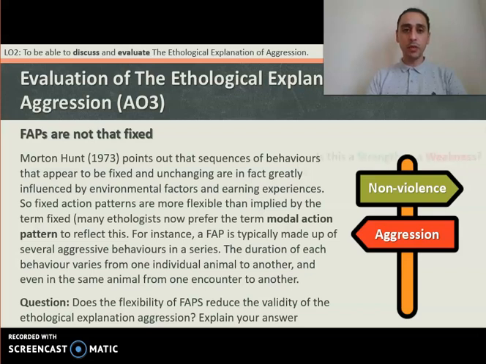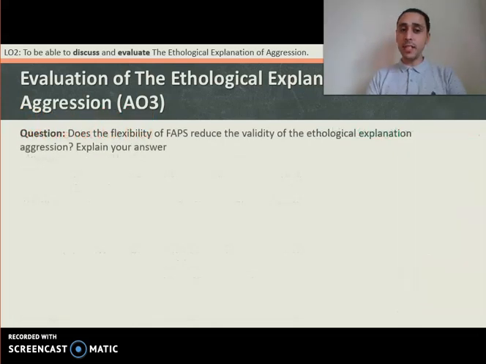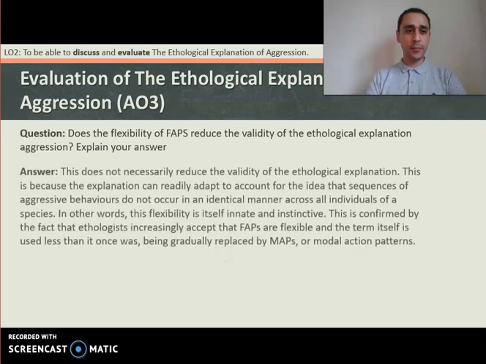So, is this point a strength or a weakness? This is going to be a weakness because it's contrary to what they said. They said FAPs are fixed. However, this research done by Hunt is suggesting actually they're not fixed and they're modal. They can change, they're flexible. Does the flexibility of FAPs reduce the validity of the ethological explanation of aggression? Explain your answer. Let's have a look.